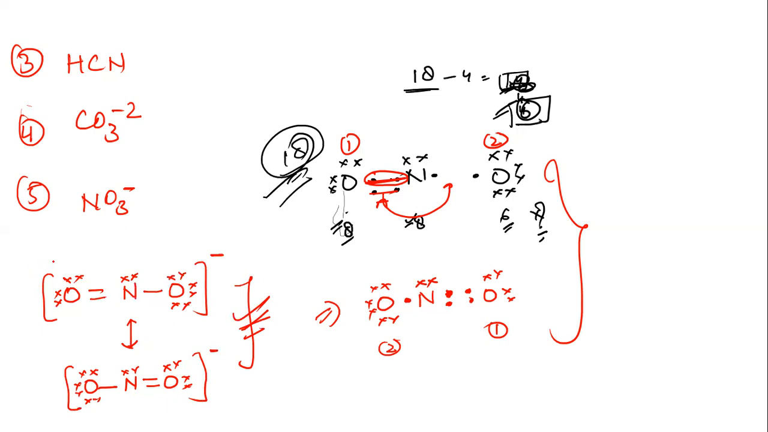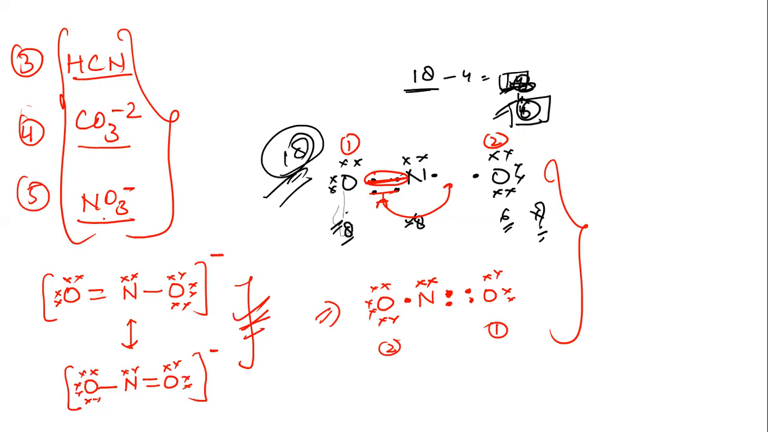So resonating structures are those structures in which the position of your pi bond is changed or different. Clear? Any doubt? Okay, now do one thing. Try HCN, CO3 2 minus, and NO3 minus by yourself as homework. Okay? Let's do one more.